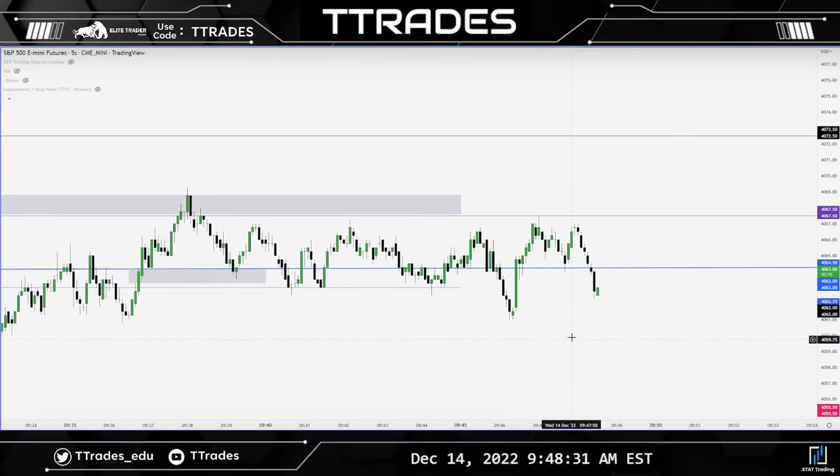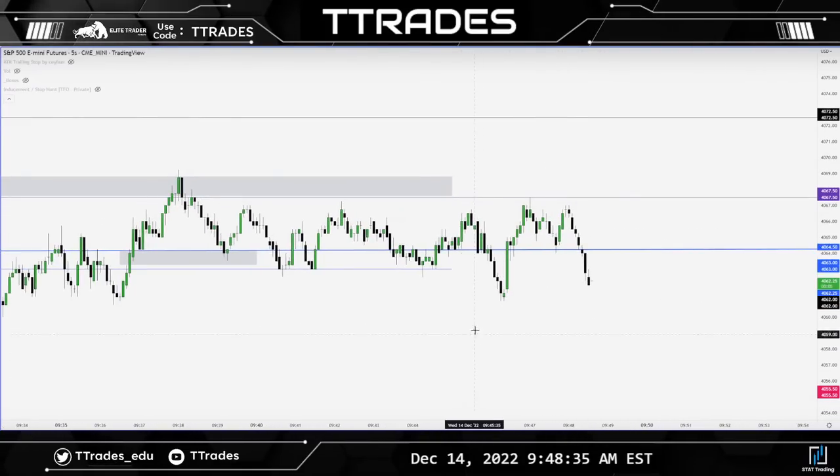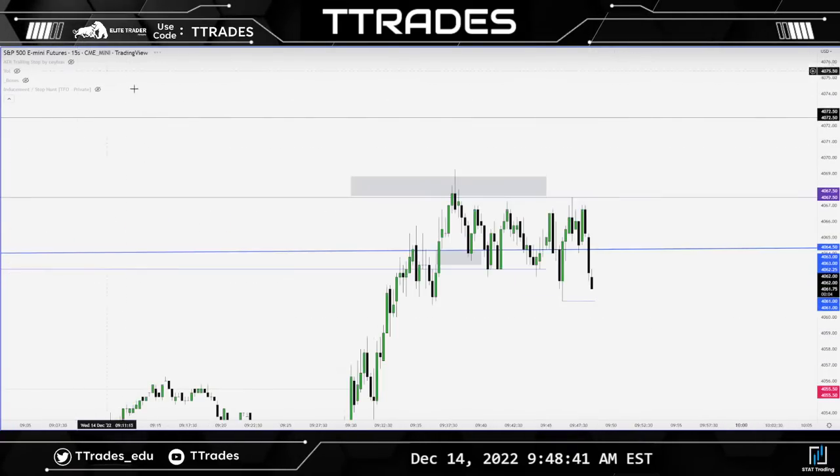That's what I mean. If we don't get an aggressive move right back up here, then likely this low is going to be invalidated. But we're going to hop off the 5 second.